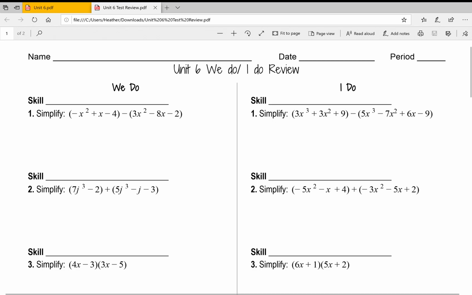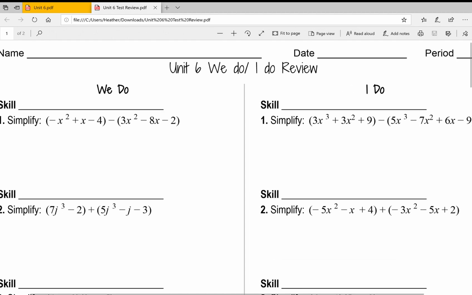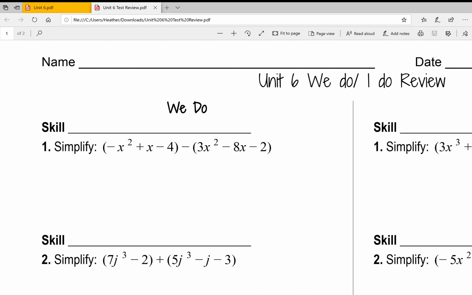Unit 6, we do, I do review. So I'm going to go through the we do side, and then when I'm done, you guys are going to go through the I do side. So number 1 says simplify. So this skill that we learned was subtracting polynomials.